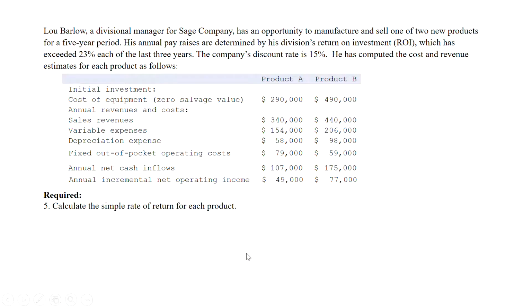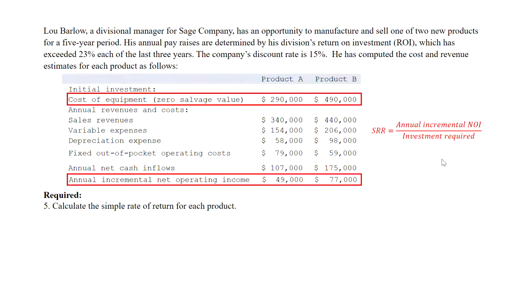Our last measure here is simple rate of return. So I just abbreviated this here, SRR, annual incremental net operating income. I ran out of space. That's NOI, net operating income, divided by investment required. So finally, if you were wondering why I calculated annual incremental net operating income, it's for this one measure. I also have the investment. We've gone over and over again.